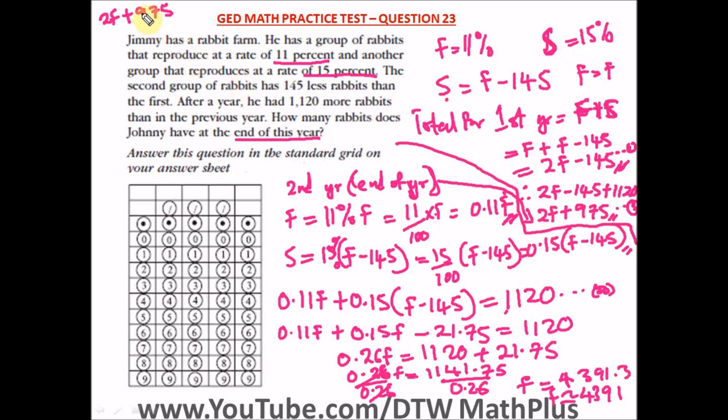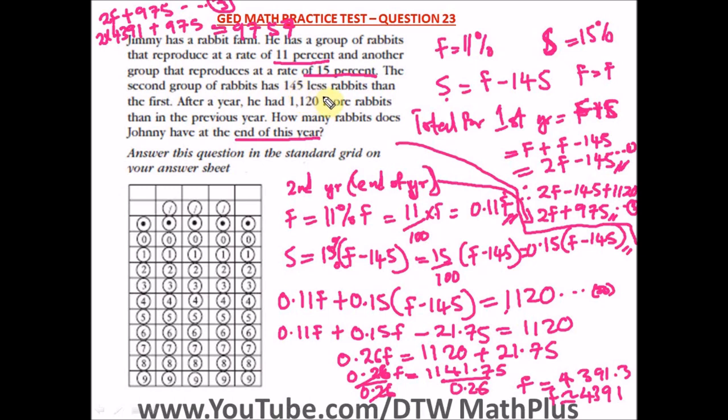So it will be this, which is our equation here, equation word 3. All we need to do is substitute the value of F into this equation. So we have 2 times F, which is 4391, plus 975. If we punch in our calculator, we are going to get 9757. Okay, so this will be our answer, 9757. So at the end of this year, he is going to have 9,757 rabbits. Okay, so that's the total rabbits he is going to have.